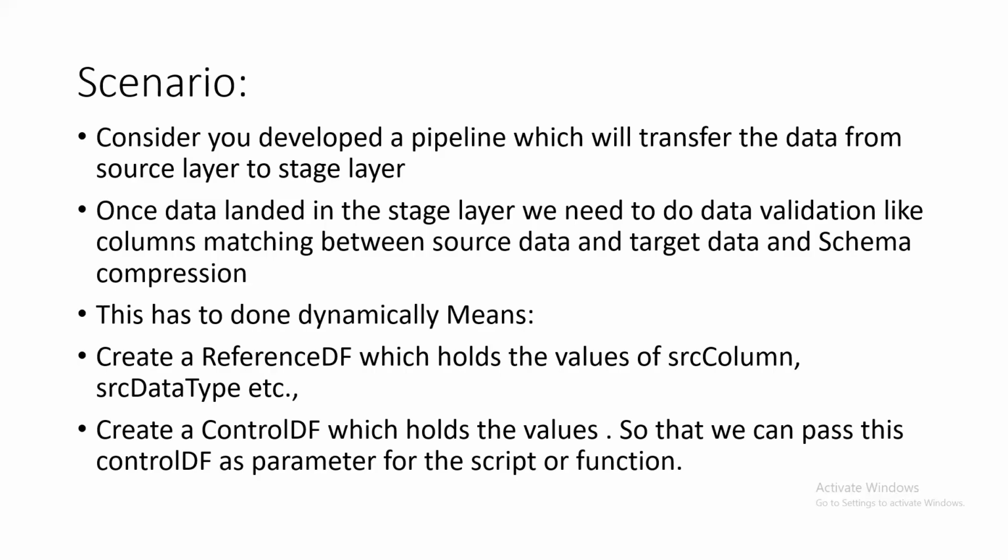Once data has landed in the stage layer, we are going to develop the data validation, or data governance, pipeline. That is nothing but comparing the columns between the source and the target data. The target data here is the stage data, and the schema comparison. Once this comparison validation has passed, we will move it to the destination layer. In this video, we are not moving to the destination layer. We are only checking whether the validation is done properly or not.